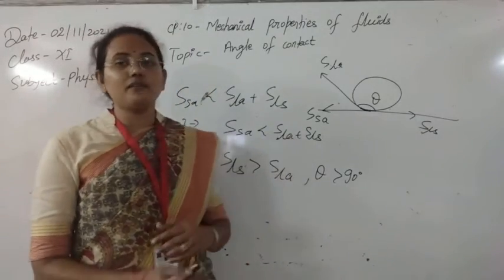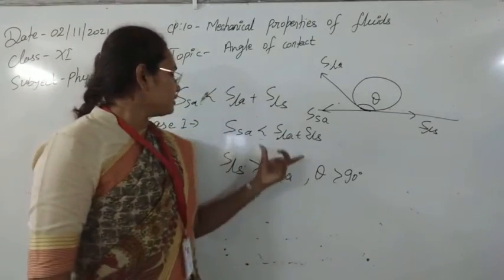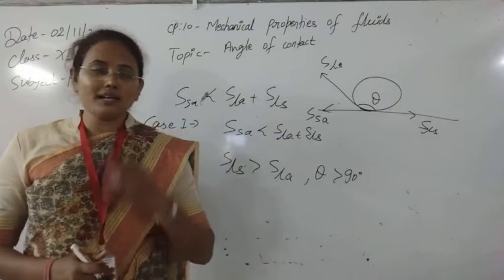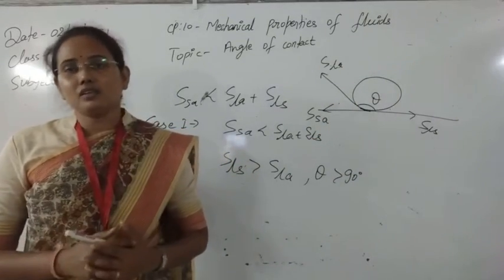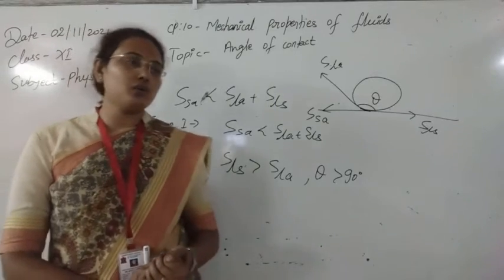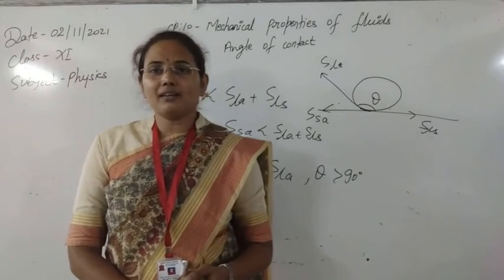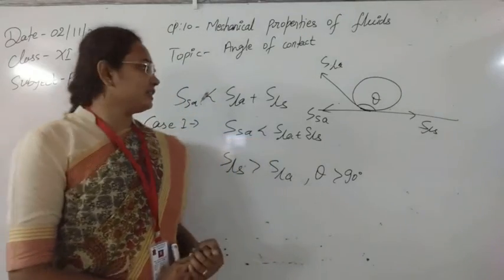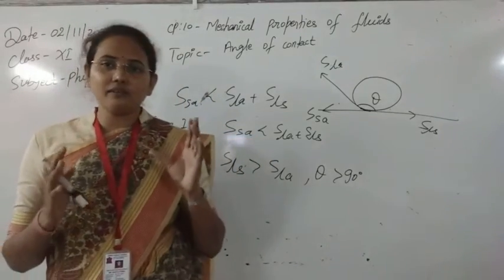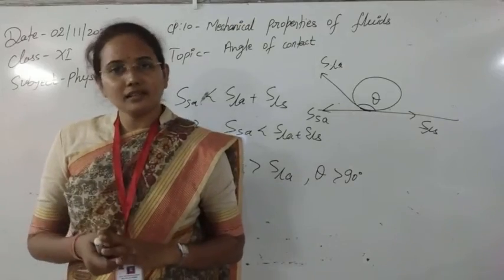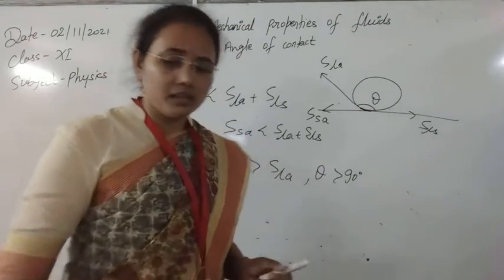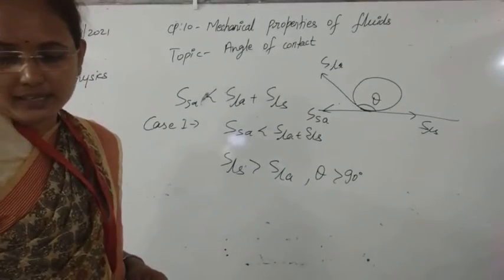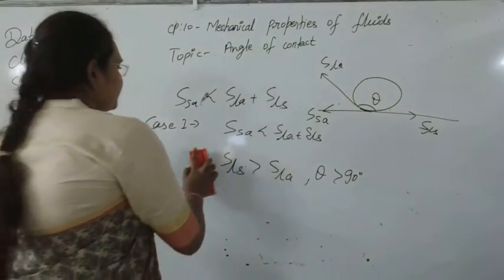These are all examples of conditions where the angle of contact is an obtuse angle and the liquid does not wet the solid surface. So you can now conclude that if the angle of contact is greater than 90 degrees, then the liquid will not wet the solid surface. Now after this, let's see the second case. So what is the second case?